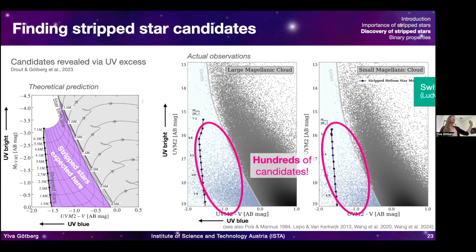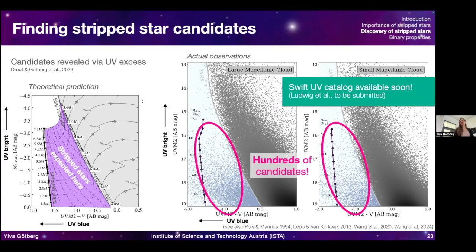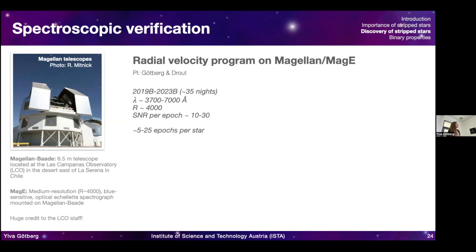The Swift re-reduced data is soon to be out, and this is the work from Bethany Ludwig, the former PhD student of Maria. So this catalog is about to be submitted. Now, what we decided to do was to target the best photometric candidates that we found here, blueward of the OB main sequence, with spectroscopy. So we used the MagE instrument on the Magellan 6.5 meter telescope, to which I had access during my postdoc. This is a medium resolution spectrograph, about 4,000, and it covers rather blue. It goes even beyond 4,000 angstrom, which is really useful if you want to see signs from, for example, the B star. It's very strong Balmer lines over there.